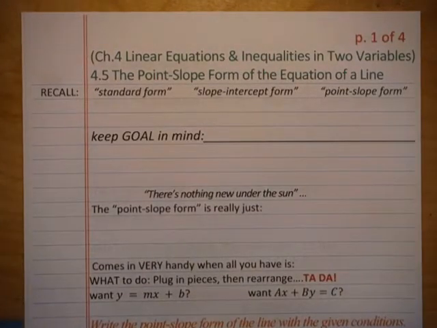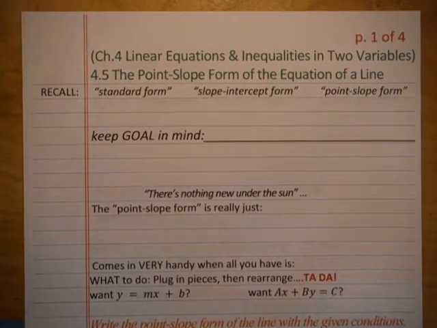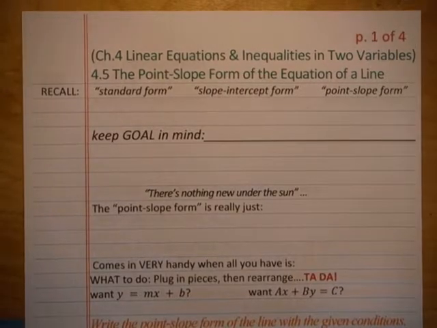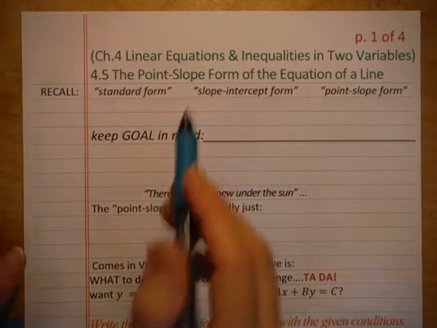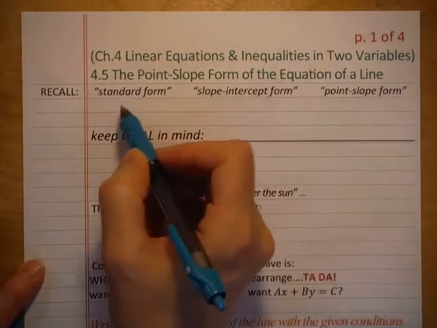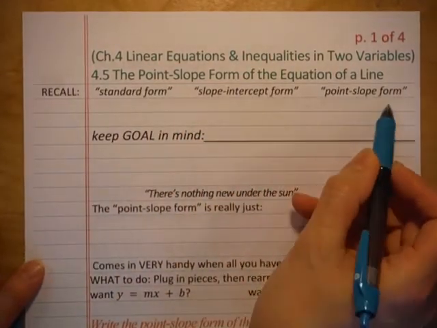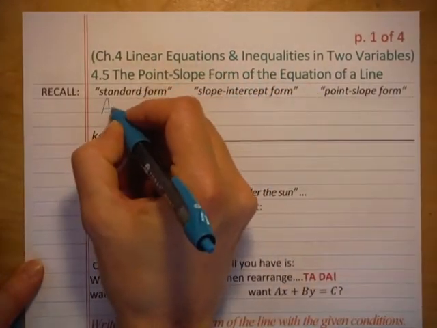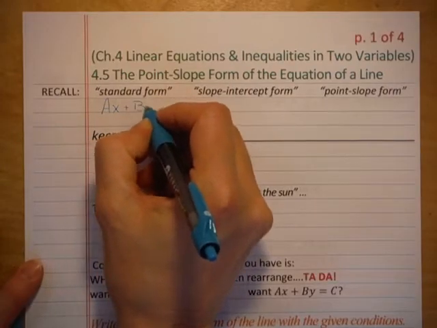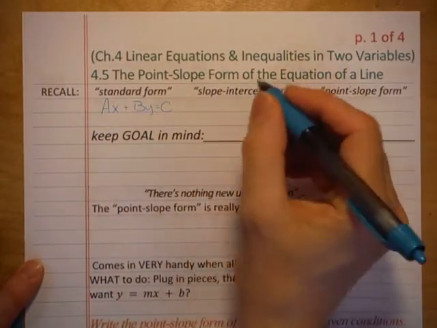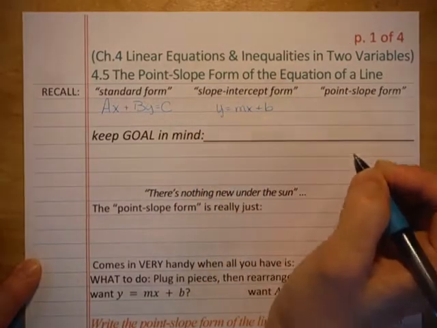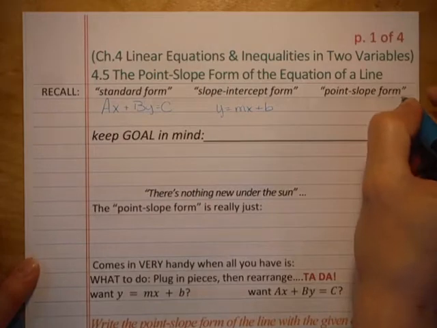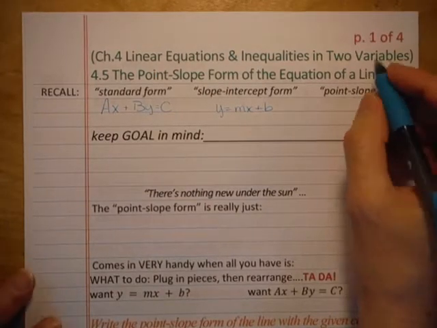Okay, here we are in section 4.5, the point slope form of the equation of a line. This is our last version of the equation of a linear equation that we're doing. You'll recall that we've talked about the three different forms: standard, slope-intercept, and point slope form. Standard comes like this: ax plus by is equal to c. Slope-intercept form is y equals mx plus b. And now point slope form is where we'll focus in this section.